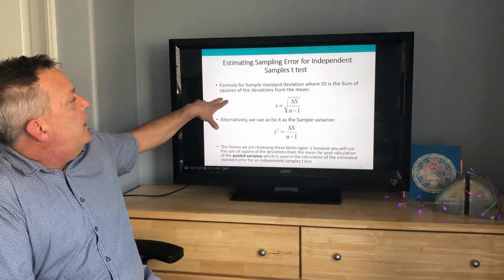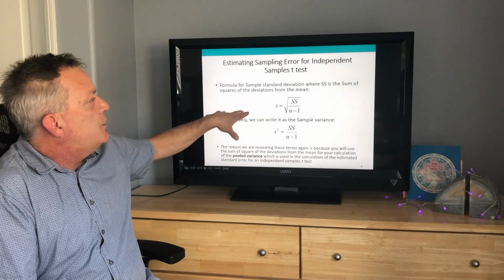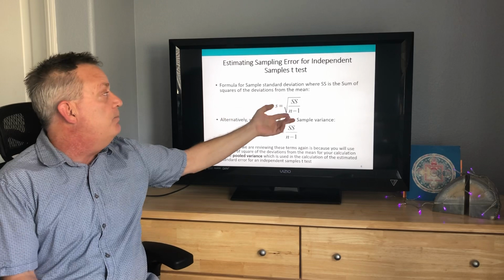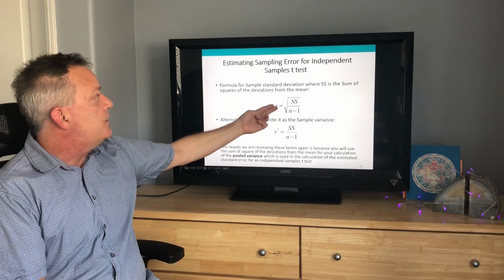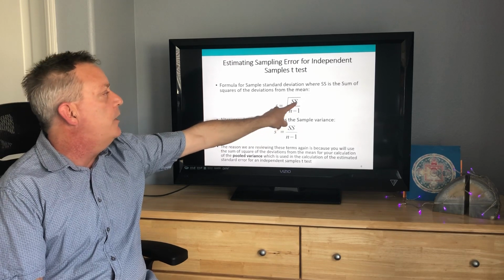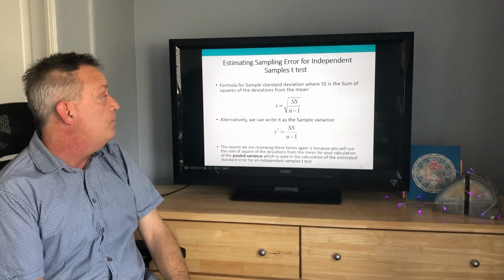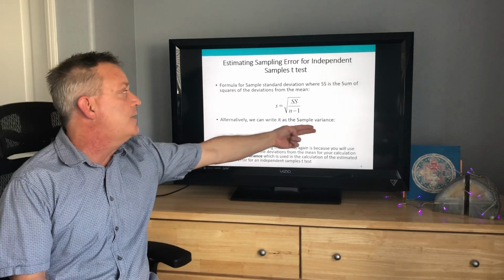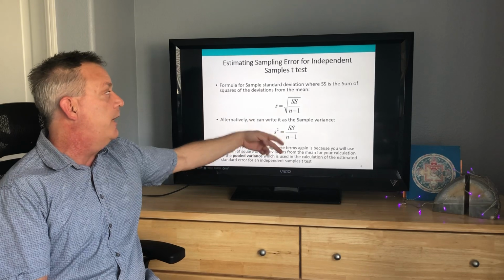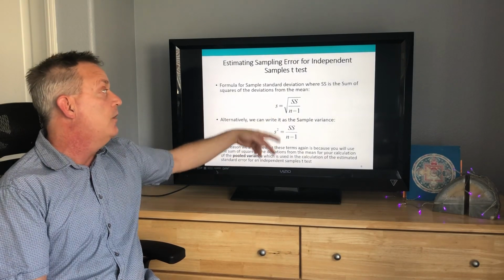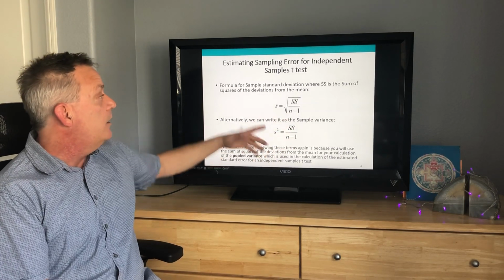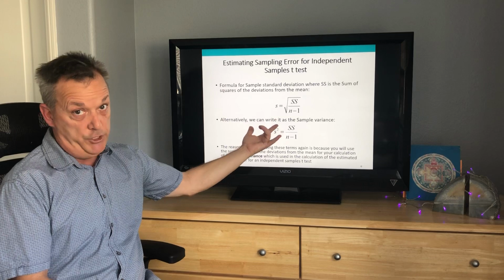So the formula for sample standard deviation, where SS is the sum of squares of the deviations from the mean, you'll recall is this: the sample standard deviation equals the square root of the sum of squares over n minus 1. And you'll remember that the variance is basically the same thing as the standard deviation, but it's not square rooted. To find the standard deviation, we take the square root of the sum of squares over n minus 1. So it's basically the same way to write the equation.